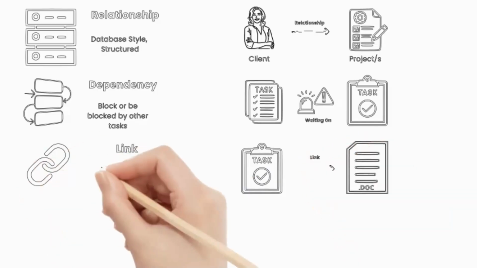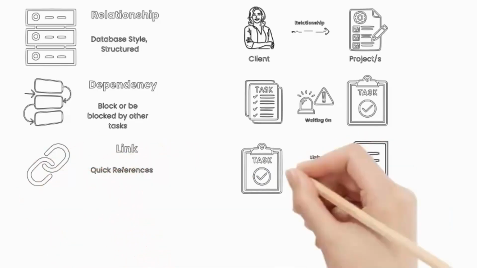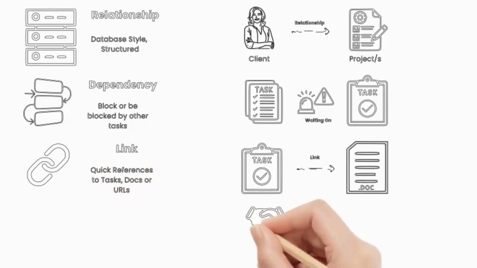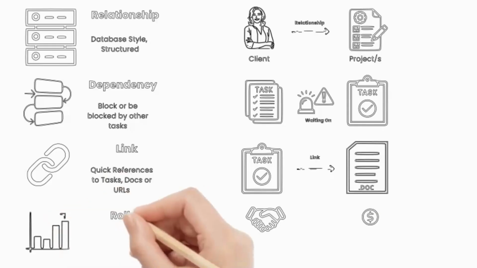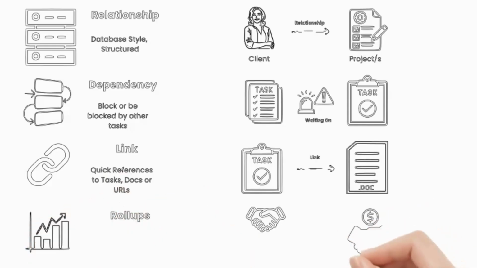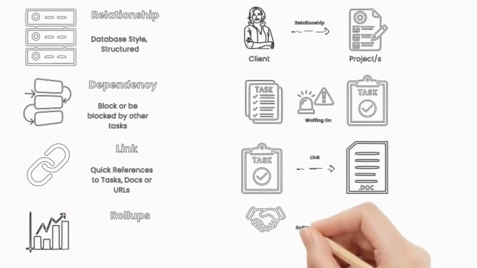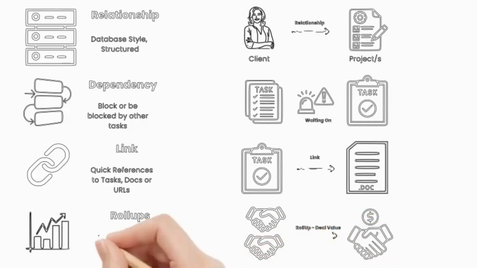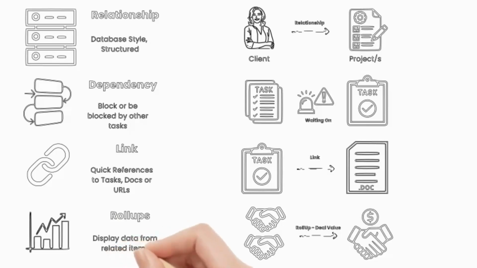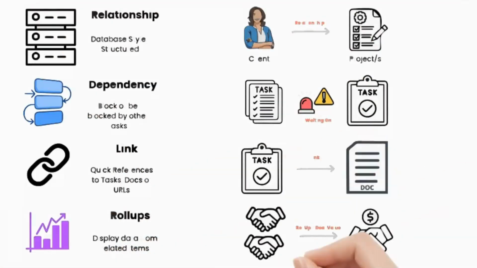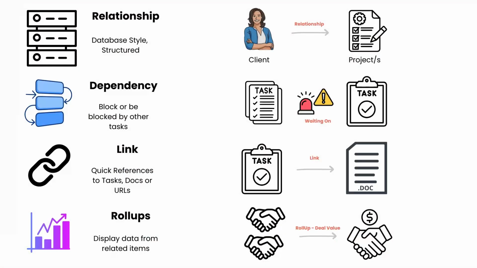Links are much simpler. A link is just a quick reference to another task, doc, or URL. You're not building a structured system. You're just saying, hey, this task is related. Here's a pointer to it. And then we have rollups. Rollups don't create new connections. Instead, they pull data from items you're already related to. For example, show me the total value of all deals attached to this client, or sum the hours from all tickets linked to this project.